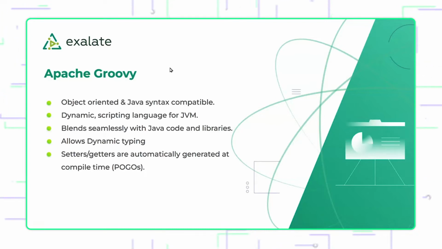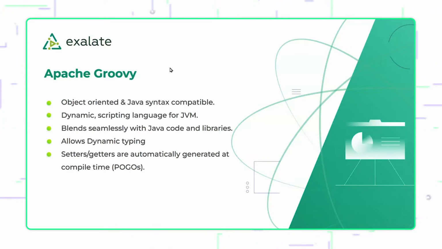Groovy is an object-oriented language that is fully compatible with Java syntax. It's essentially a scripting language for the Java virtual machine. The advantage is that it blends seamlessly with Java code, and you're able to use all the Java libraries, the standard libraries that you get with the JVM.